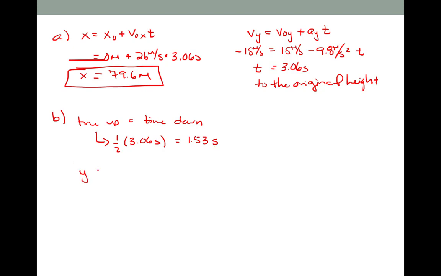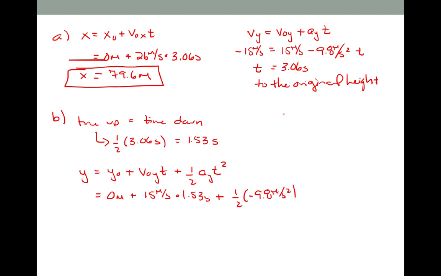Knowing the time, I can jump to this equation. Y naught was 0. V naught y was 15 meters per second. A time of 1.53 seconds. 1/2 of negative 9.8 meters per second squared times 1.53 seconds. And multiplying that all out gives that the maximum height is 11.48 meters.